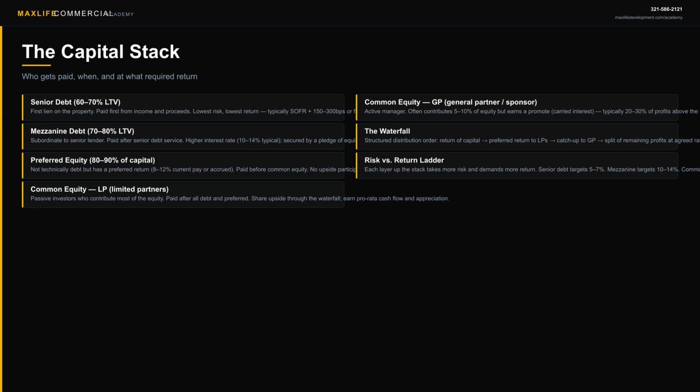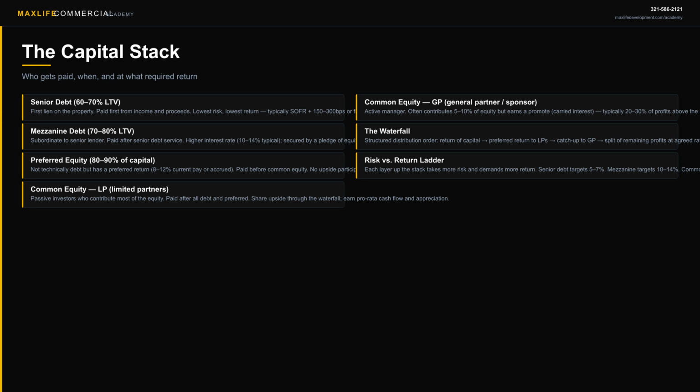Think of it as a building. The most secure floors are at the bottom. The highest risk and highest reward is at the top. At the base is senior debt, a conventional bank loan or CMBS loan secured by a first mortgage on the property. Senior lenders get paid first, every month, before anyone else sees a dollar. Because their risk is lowest, their required return is lowest.